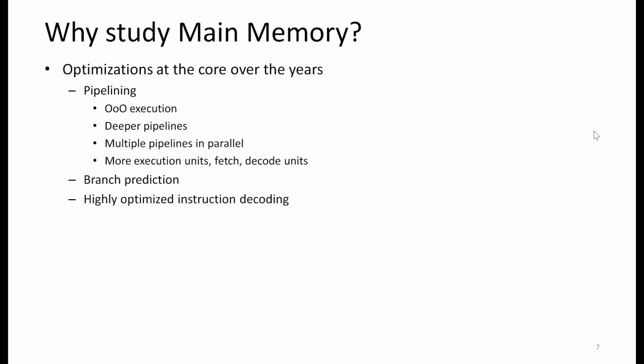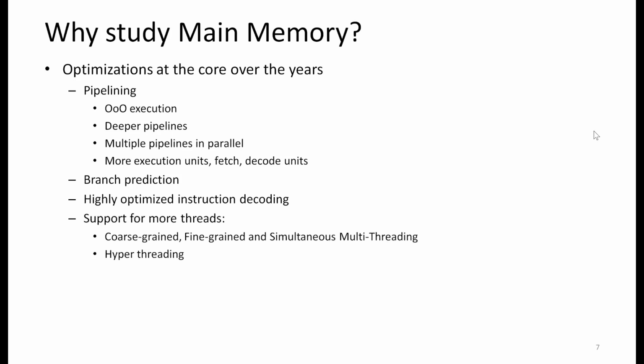Over the years, designers have developed a very optimized instruction decoding logic. Also, at a little abstract level, there can be more than one thread running on the core. So it can be a coarse grained or fine grained or simultaneous multi-threading technology. Also, Intel has come up with a hyper threading technology. Basically, we don't want to keep the core idle at any given moment.